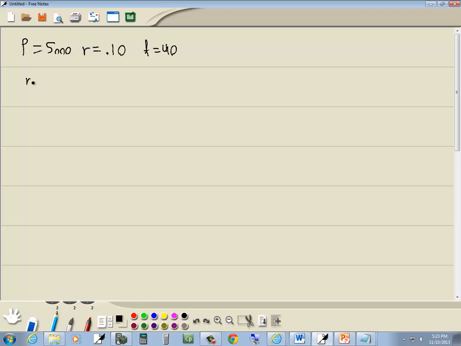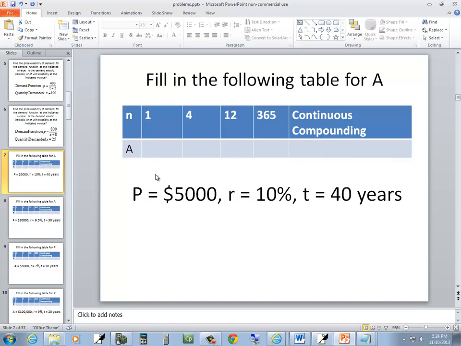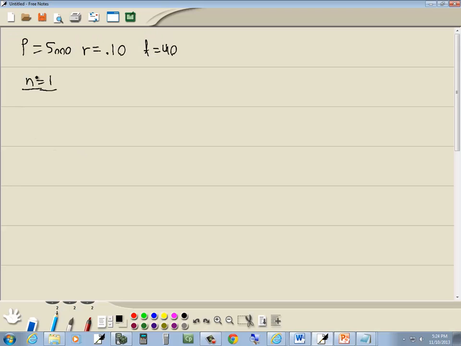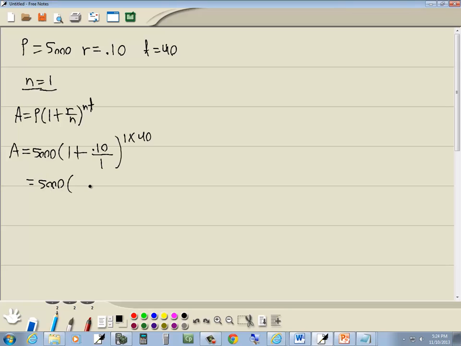Okay, and then our first one we want to find is when n is equal to 1. That's the first box here. Well, it doesn't say continuous, so we're going to use this formula. A is equal to P times 1 plus R over n to the nt power. We'll plug in everything we're given. We're given 5,000 times 1 plus R, which is 0.10, over n, which is 1, raised to the nt power, which would be 1 times 40. Which gives us 5,000 times 1 plus 0.10, and 1 times 40 gives us the 40th power.